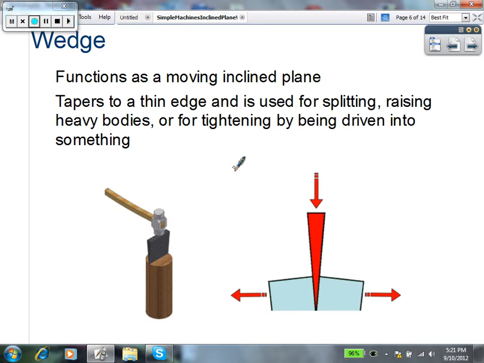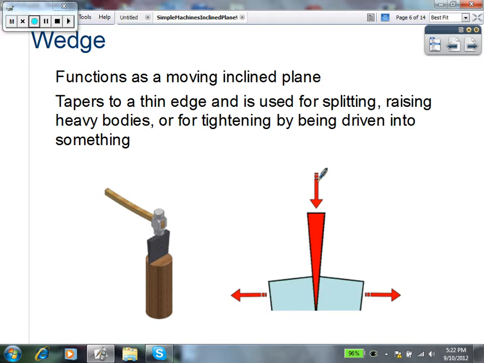The wedge is an inclined plane, but instead of being stationary like the inclined plane, we actually move the wedge. So if you think about it, you have the weight on the ground and you push the wedge underneath the weight, and as you push it under, it causes it to lift up. So it functions as a moving inclined plane. It tapers to a thin edge at the bottom so that you can get it underneath whatever load you have. And we use it for splitting, for raising heavy bodies, or for tightening up certain devices. We do that by driving the wedge in.